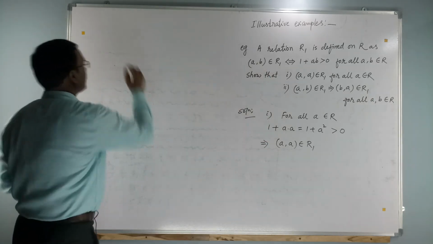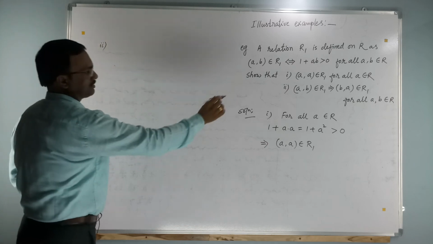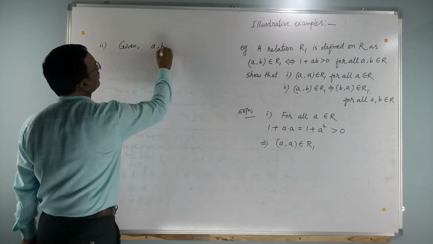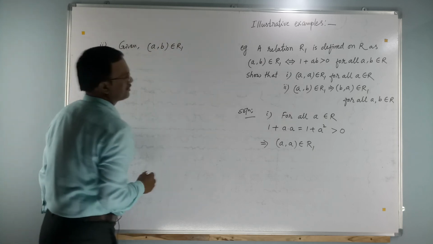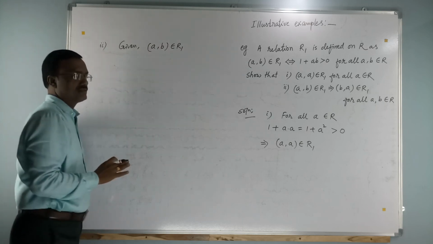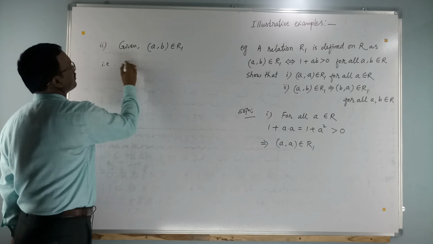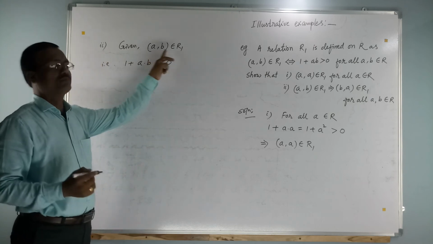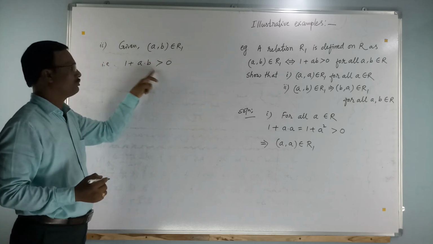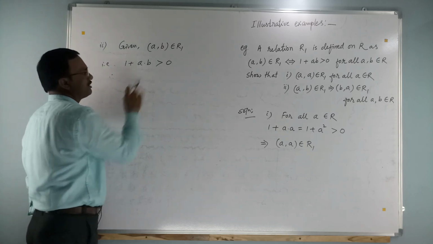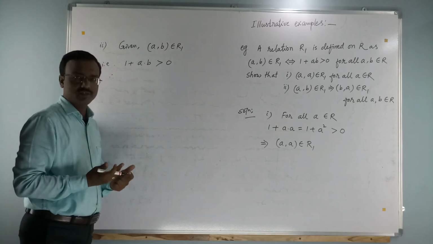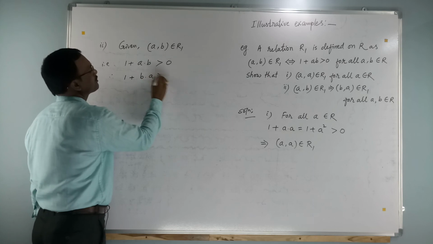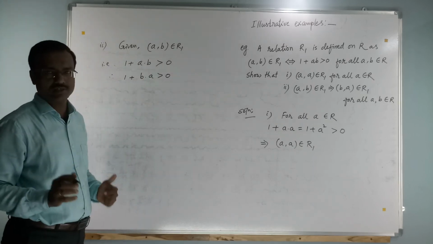Now see the second part. In the second part, the given is A comma B belongs to R1. So this pair belongs to R1 means, by definition, for these two numbers 1 plus A into B is positive. Therefore, since multiplication is commutative in real numbers, the same statement I can rewrite as 1 plus B into A is also positive. Easily we can write this for real numbers.